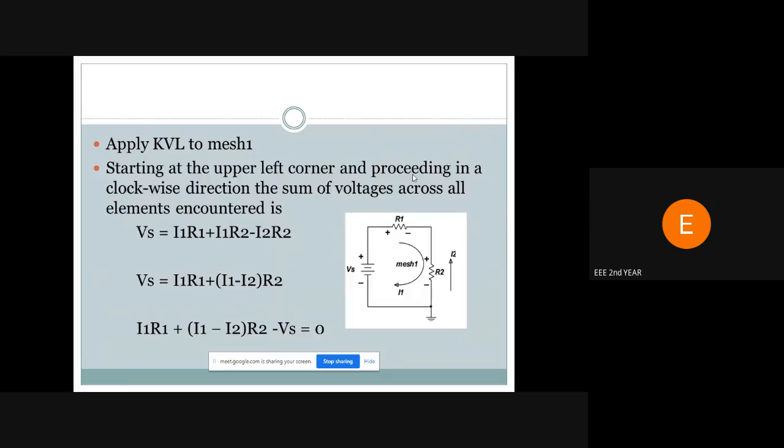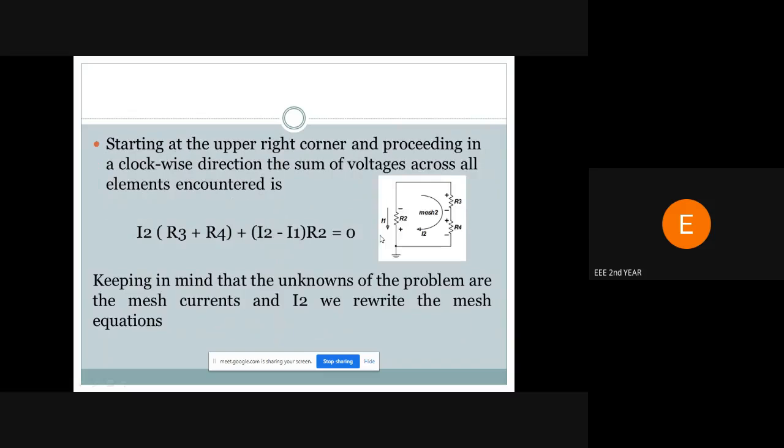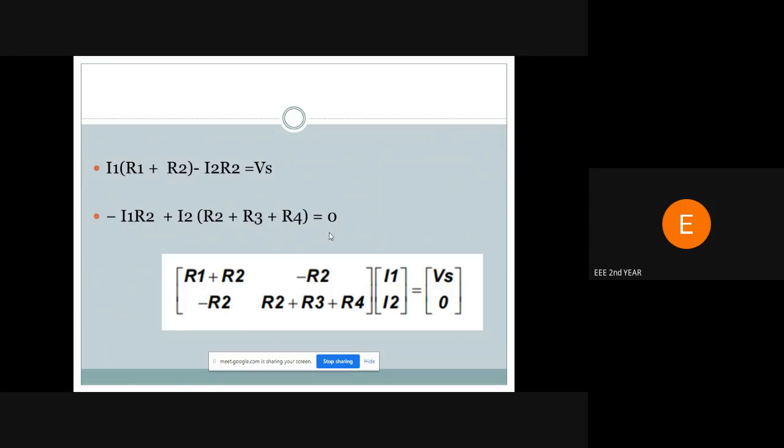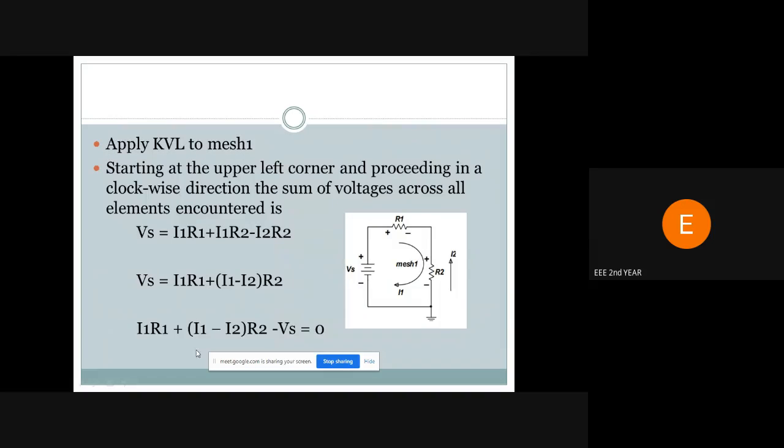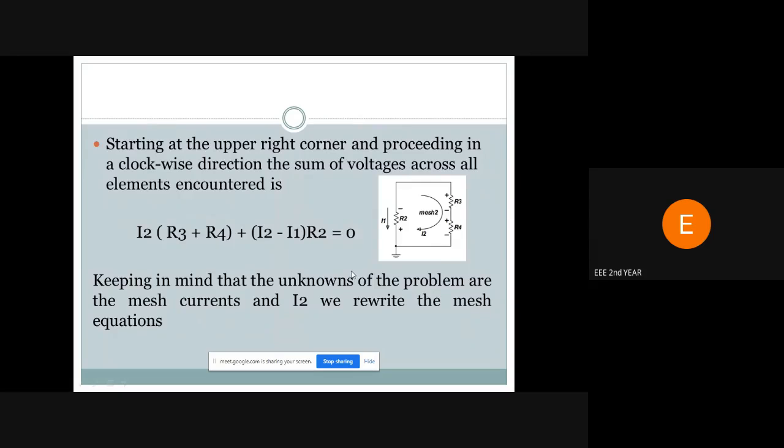Previously there was a voltage source, but in this case there is no voltage source, so we set it as 0. Keep in mind that the unknowns of the problem are the mesh currents only, nothing else. So you have to determine only I1 and I2. We have formed the second equation, and the previous one is the first equation. Totally, we formed two equations here.